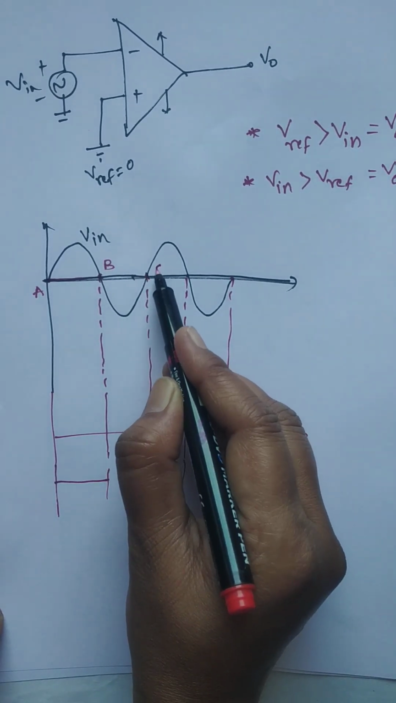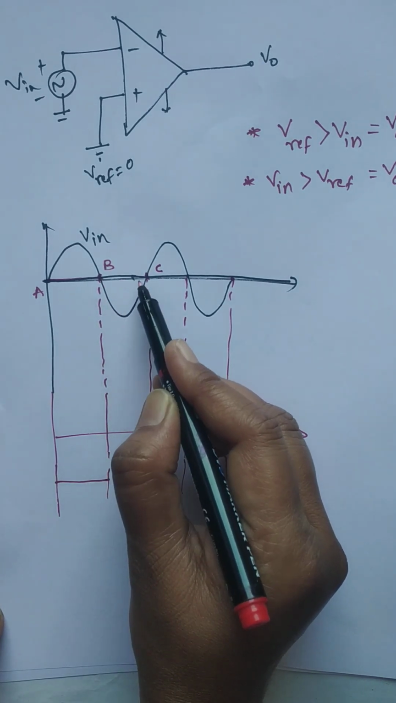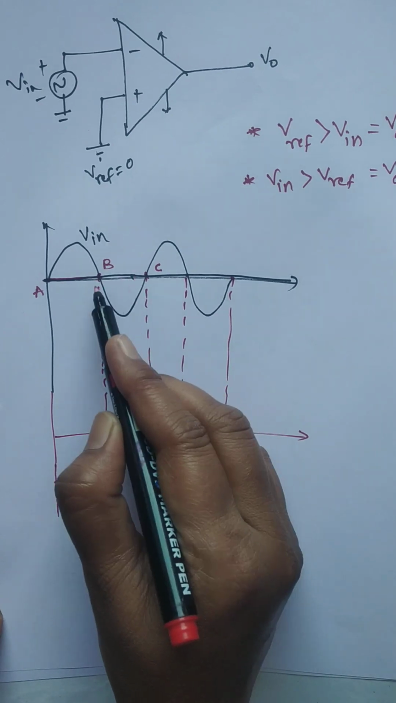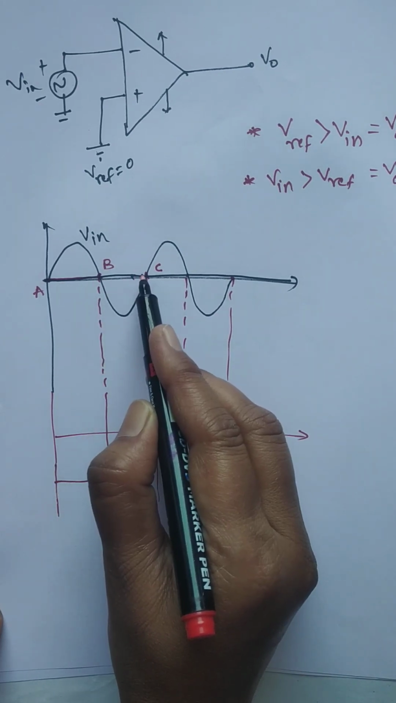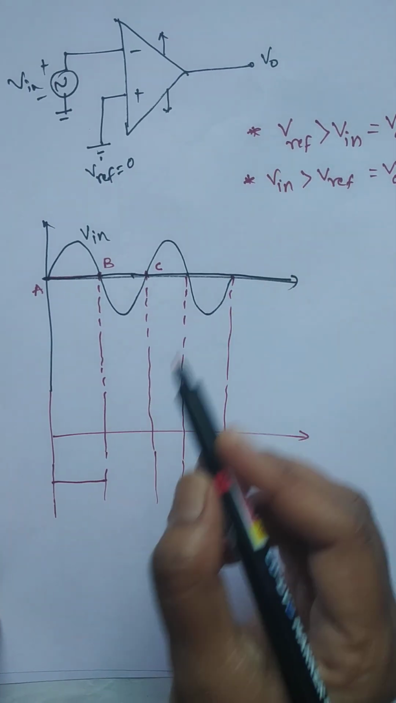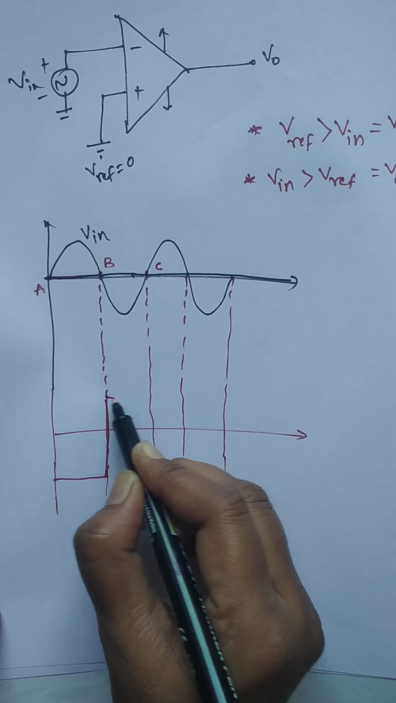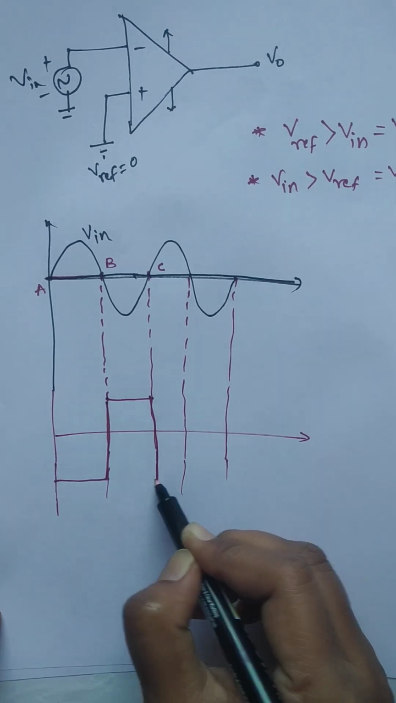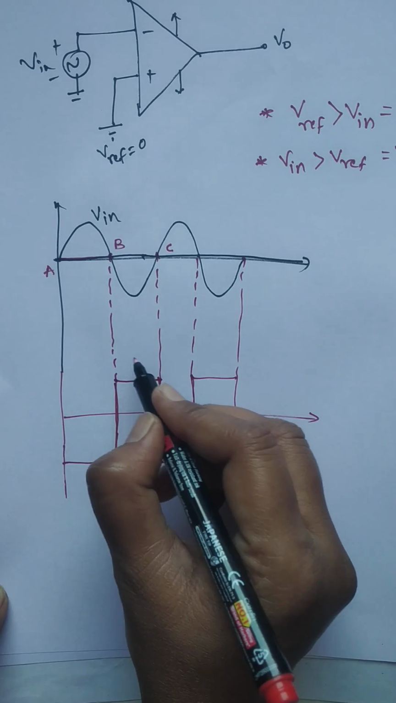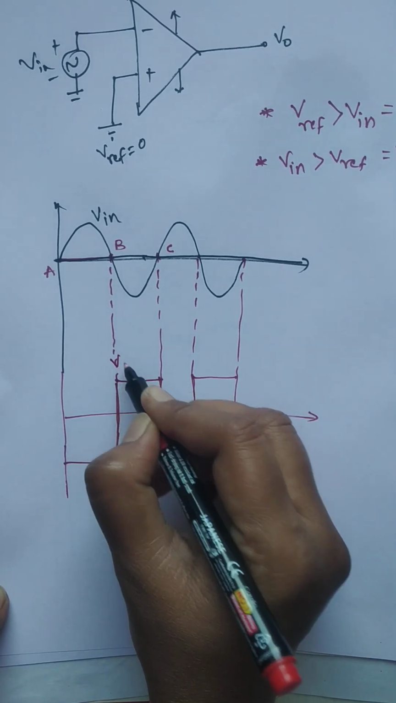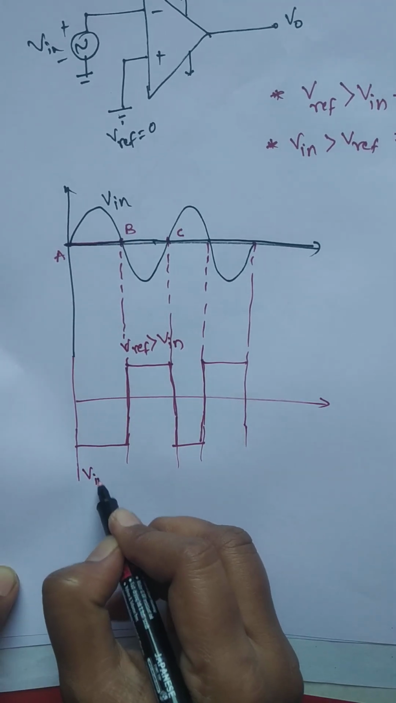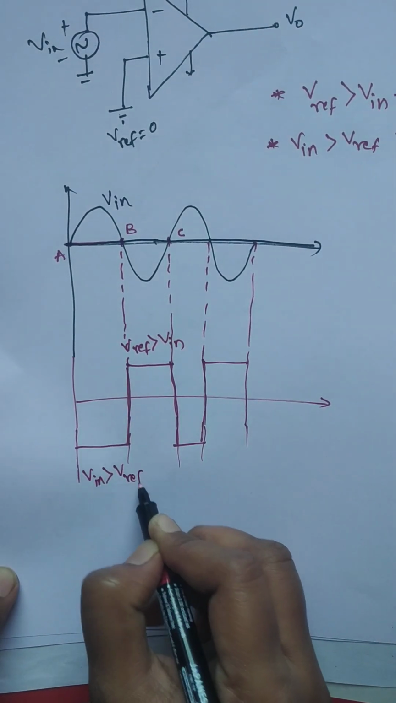After point B to C, what is happening? V in is negative, V reference is 0. Means V in is now negative, V in is smaller, V reference is larger. Means the first condition is satisfied, so output voltage will be VOH. And the same steps will repeat. Okay, so here V reference is greater than V input, and here V input is greater than V reference.